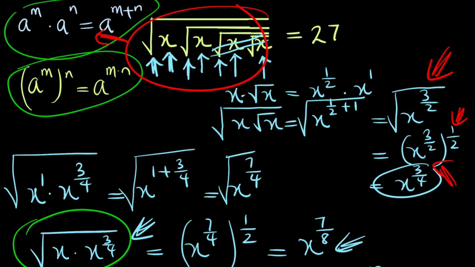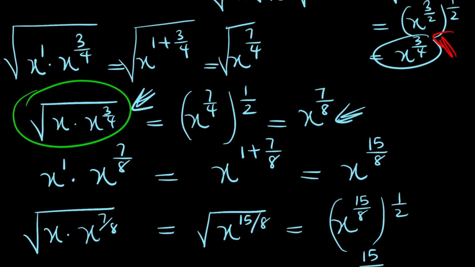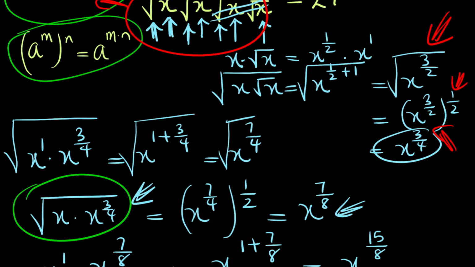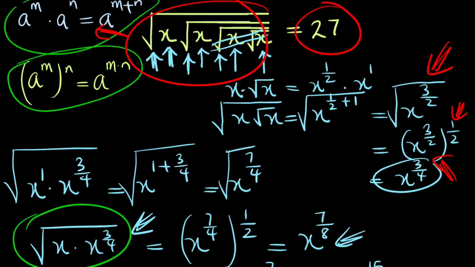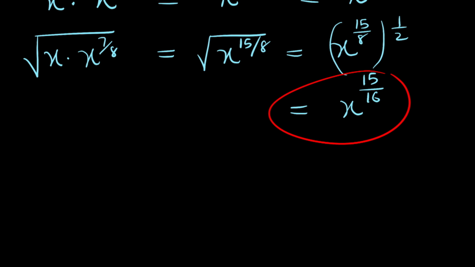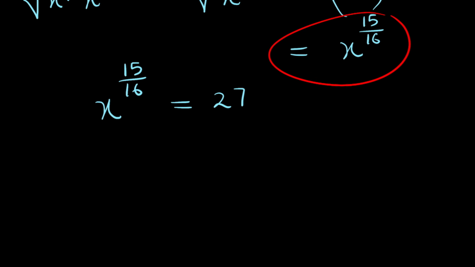All of this now is equal to what we just got here. And then we have to now equate that to 27. Then we solve for x. Therefore, we say x raised to power 15 over 16 is equal to 27. What do we do from here? 27 can be expressed as 3 raised to power 3, which means x raised to power 15 divided by 16 is equals to 3 raised to power 3.